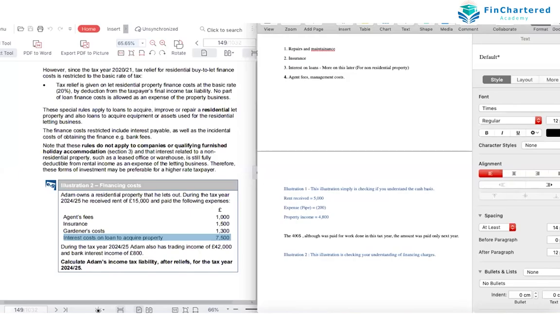Now I will start. Rent received is 15,000. Agent fees can be deducted. We know that insurance can be deducted. I know that gardener's cost is a maintenance cost, can be deducted. What to do with interest cost alone, I will tell you. Everything else is simple and easy, right?